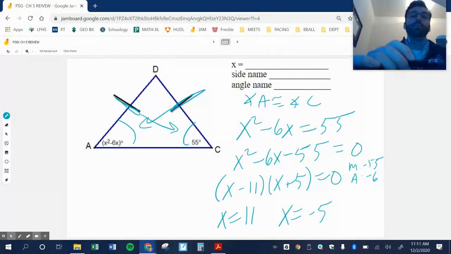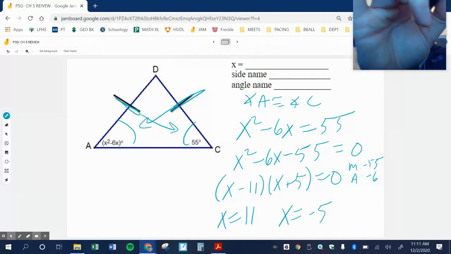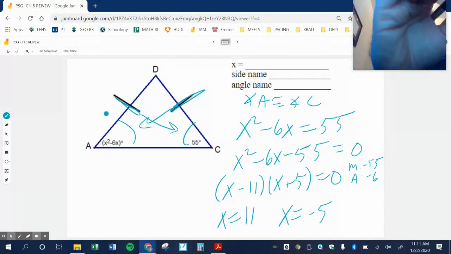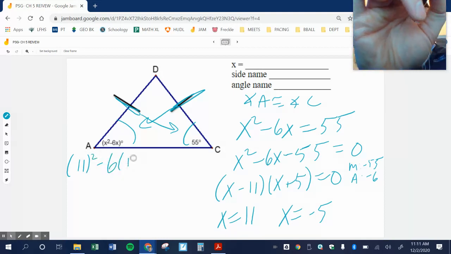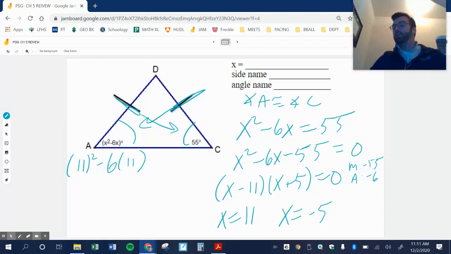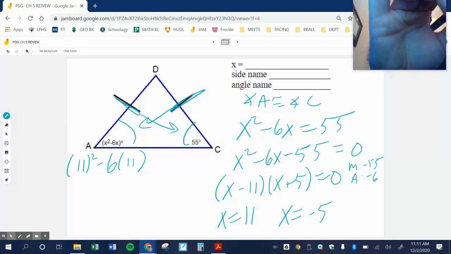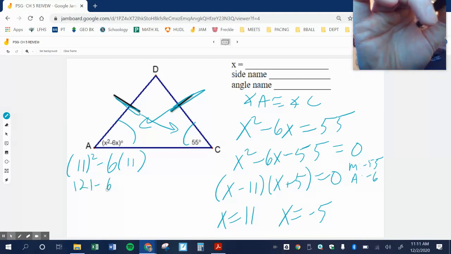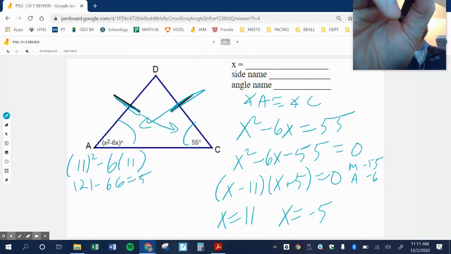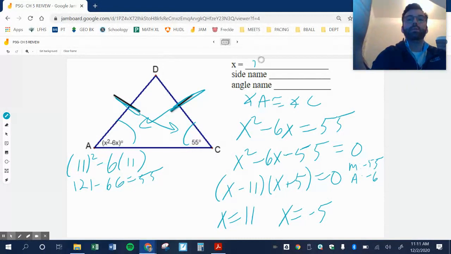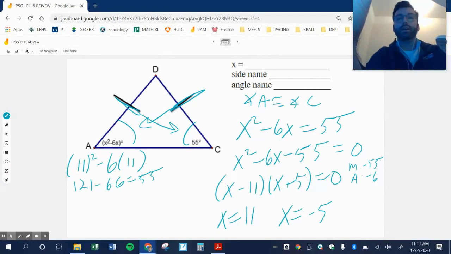All right, so if I plug in 11 here, all right, so I got 11 squared minus 6 times 11. So 11 squared is 121 minus 66. I believe that's going to give us 55, and it sure does. So 11 checks out. So I'll put 11 up here.